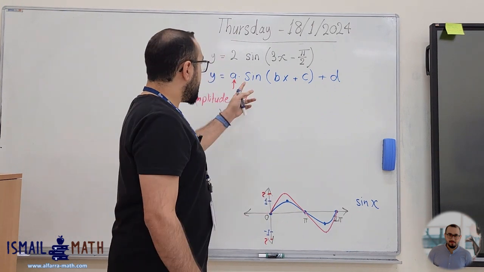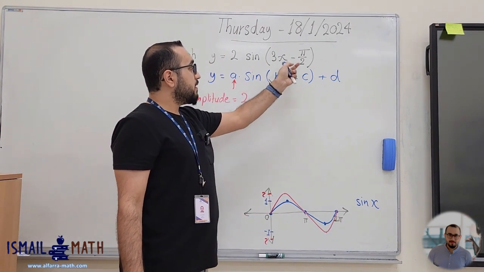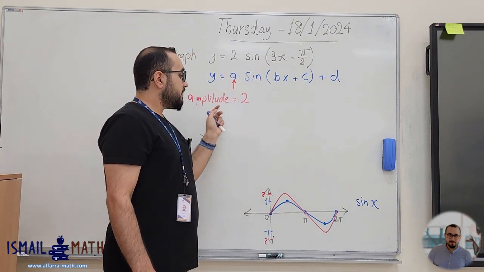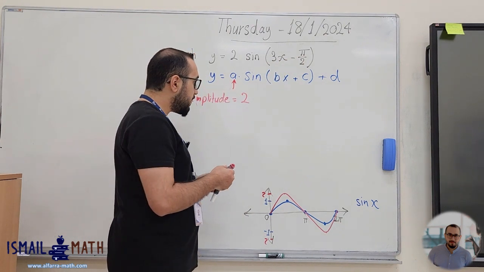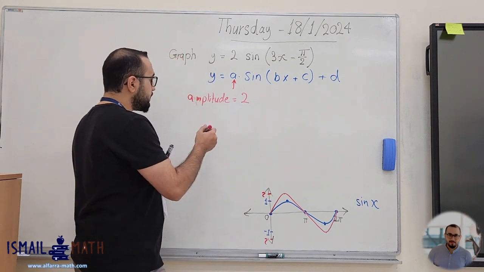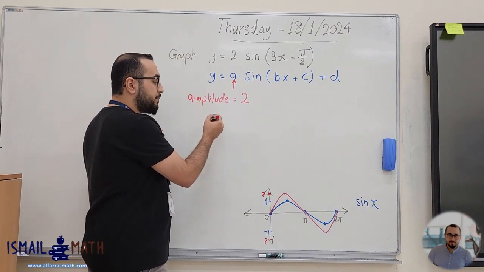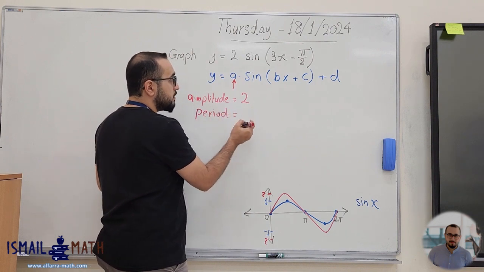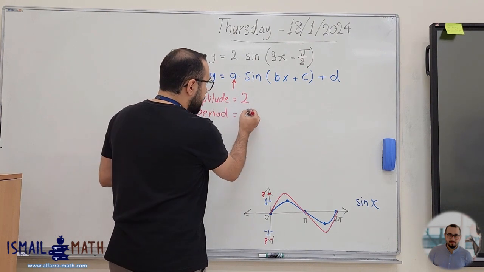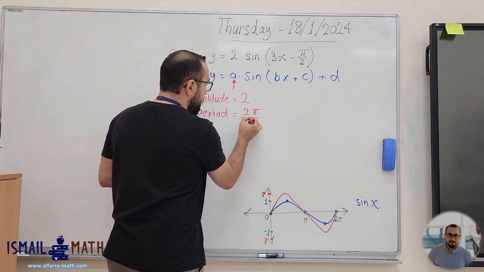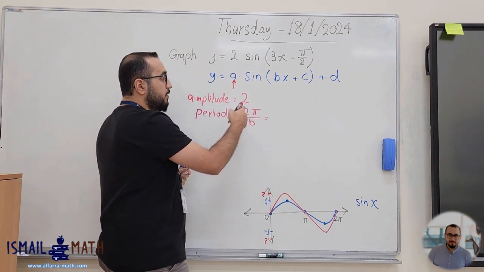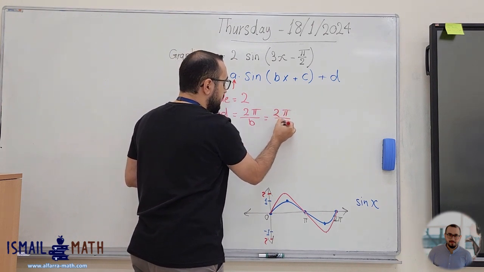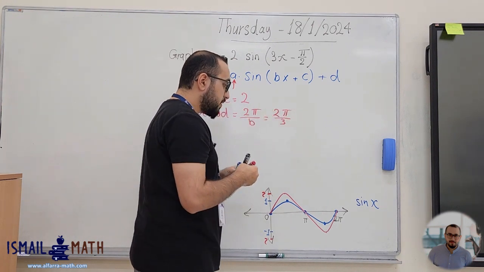Now, let's start graphing, where b is 3 in 3x minus pi over 2. After I identify the amplitude, number 2 is the period. What's the period? First let me write the rule: the period is 2 pi over b. I know that b is equal to 3, so the period is 2 pi over 3.